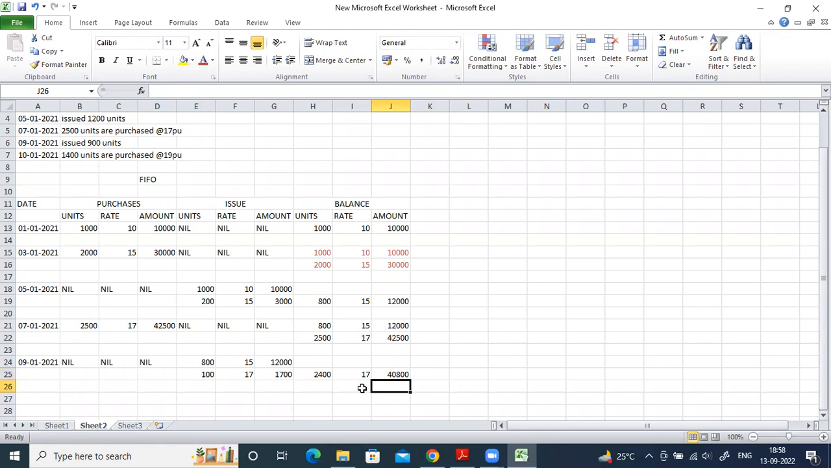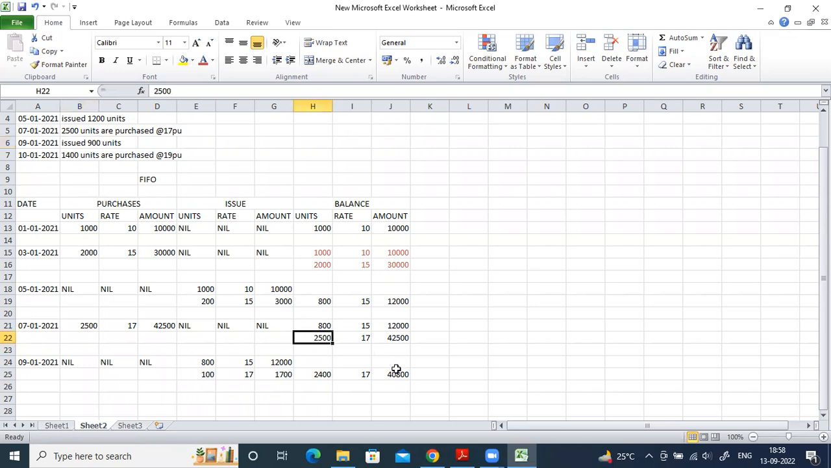Yes. So we should deduct from the second box. Because on 7th January in our godown, we have two boxes. Let me put it this way: one box of 800 and a second box of 2500. On 9th January, when you issued 900 units, we completely used the first box. Now there is no stock in the first box, and the extra 100 we used from the second box.